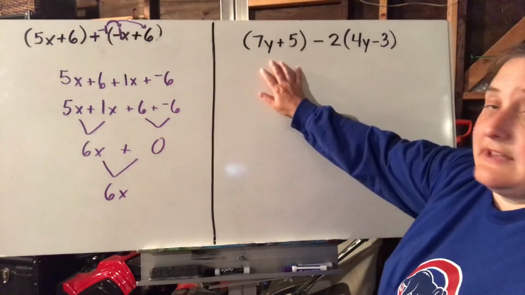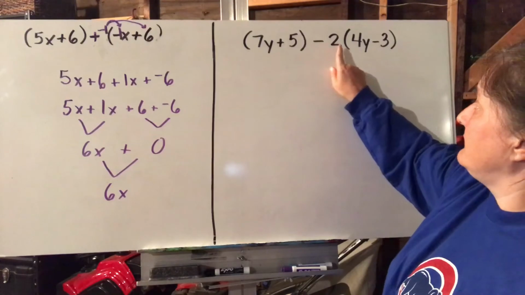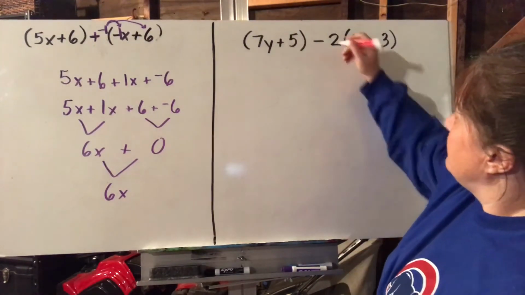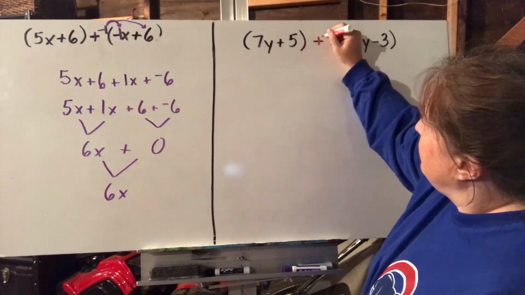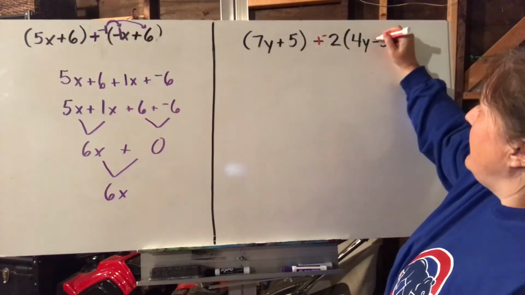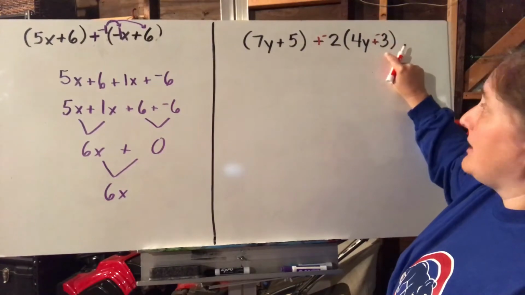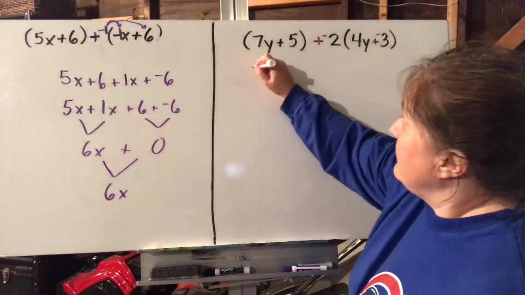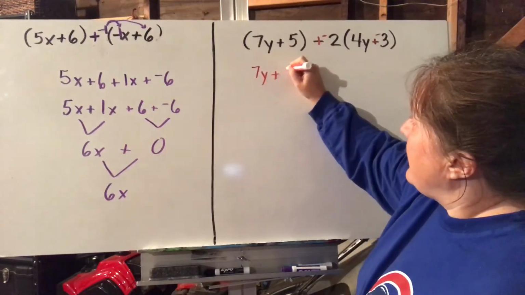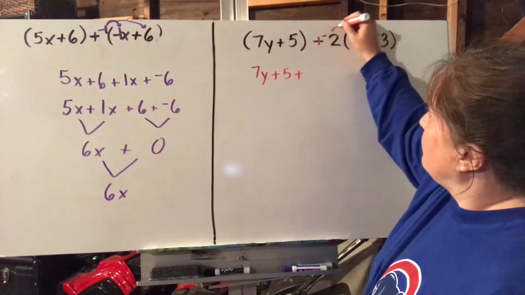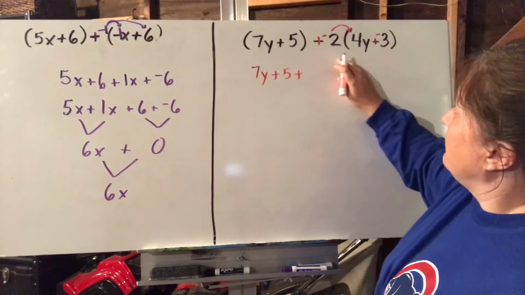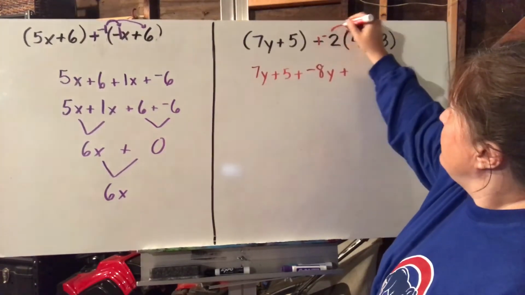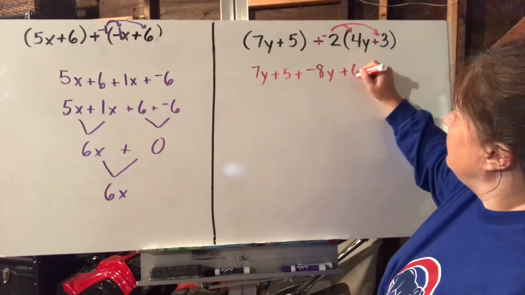Here we have the quantity 7y plus 5 minus 2 times the quantity 4y minus 3. I'm going to change this to add the opposite, so it becomes a negative 2, and add the opposite, so this becomes a negative 3. Now that it's all addition, I can start solving. So I have 7y plus 5 plus, I'm going to distribute my negative 2. Negative 2 times 4y gives me negative 8y, plus negative 2 times negative 3 gives me 6.